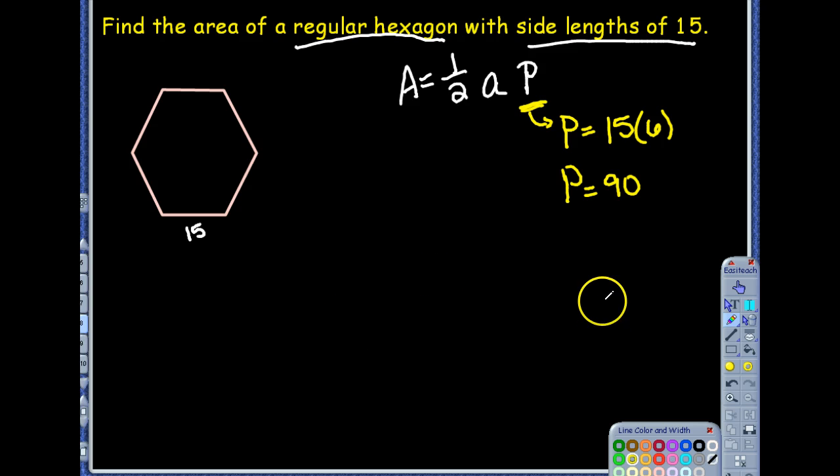Now, the apothem. So this piece of our formula, we're ready to go, and we just need one more piece. Now, for the apothem, I'm going to encourage you, when you draw in the apothem, which goes perpendicular from the center, perpendicular to that base, it always bisects your side length. So we know that each of these would be 7.5.